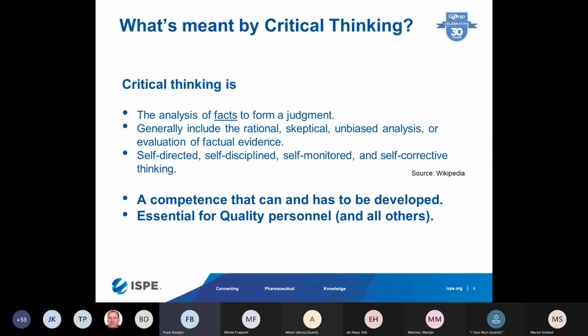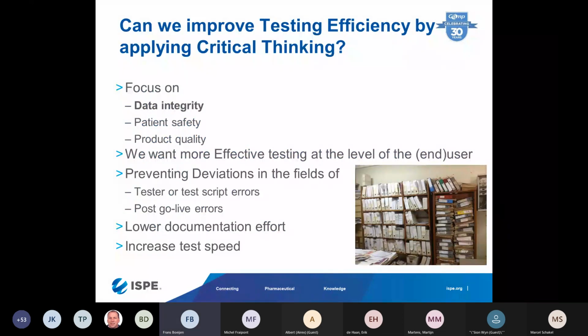I think you cannot work in quality if you are not a critical thinker. So whenever you are working in quality, it is something you have to work on and to develop on. The question we are raising during this session is, can we improve testing efficiency by applying critical thinking? And I hope we can get an answer to this during this session with your help, because later on we are going to do a brainstorm session.